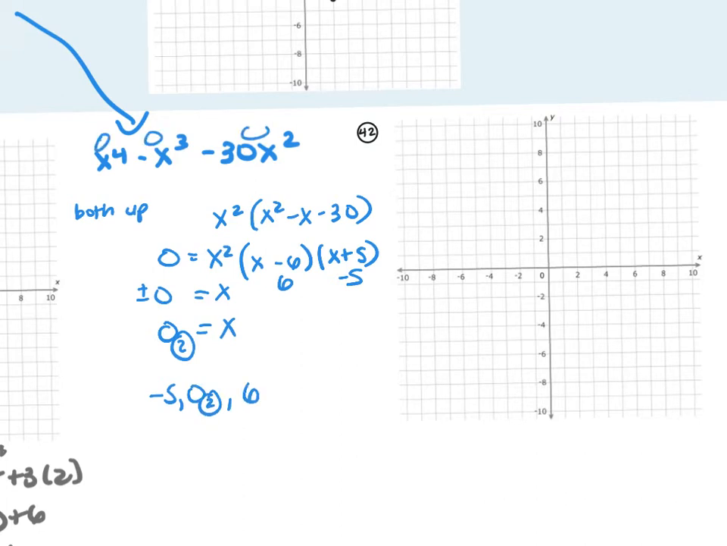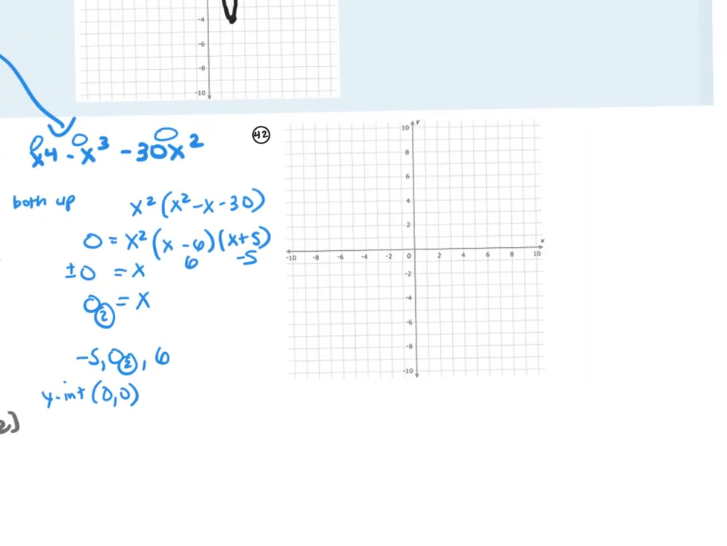Y-intercept, 0, 0, 0, would be 0, 0. Negative 5, 0, positive 6, both up, crosses through, comes back up, bounces, crosses through, comes back up.